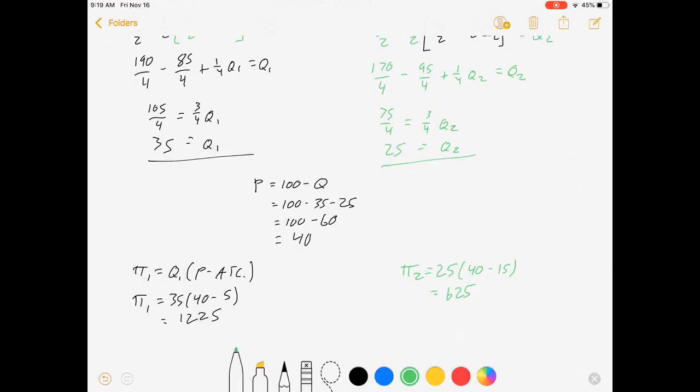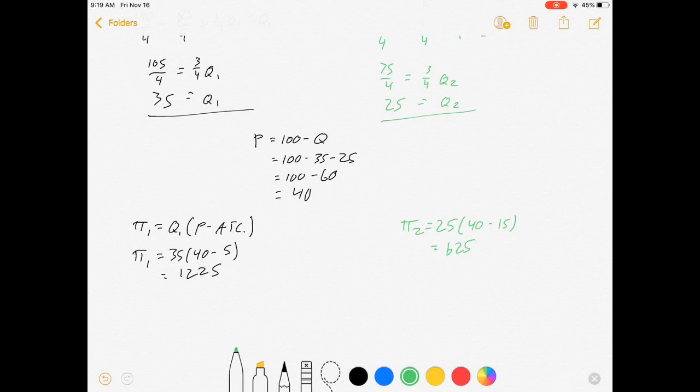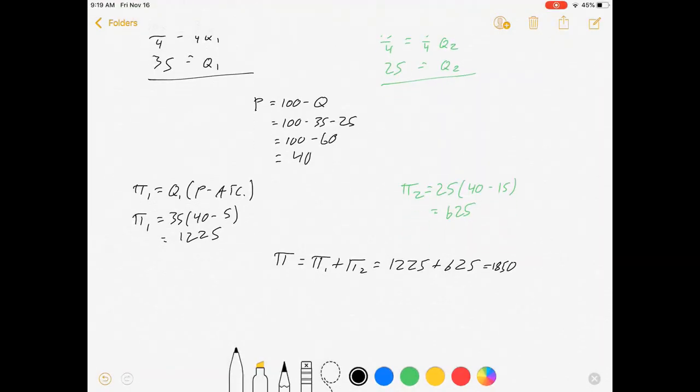So the lower cost firm takes more of the market and sells each unit at a higher profit, so it gets a lot more. Industry profits are just 1225 plus 625 equals 1850. And maybe just for fun, we'll do consumer surplus.